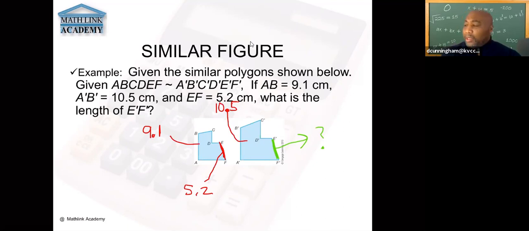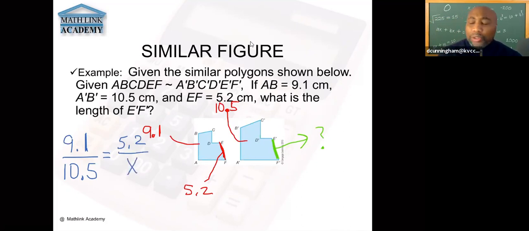So let's find that. How will we do it? We basically will set it up like this. I'll say 9.1, that's my AB, divided by, again, which one corresponds to that would be A prime B prime, 10.5. It should equal, going back to our first shape, 5.2 divided by my unknown, which is X. That should be equal. That's proportional. So all we're going to do here, guys, is solve for our X value.